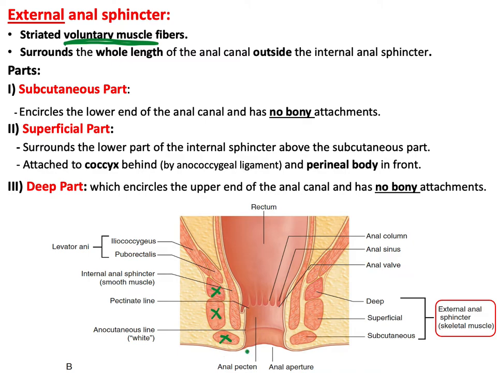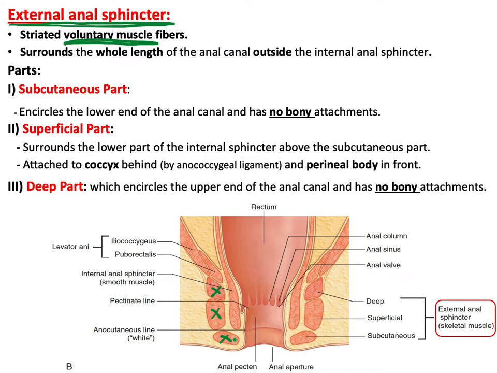So the most superficial one, just deep to the skin, when you open just the skin, you will find it there around the anus. We call it the subcutaneous part. All of the three muscles here form the external anal sphincter. The external anal sphincter. You remember here is the internal, and we have external. The external is formed by skeletal muscles. They are voluntary. They are striated muscles. So they are innervated by somatic nerve.